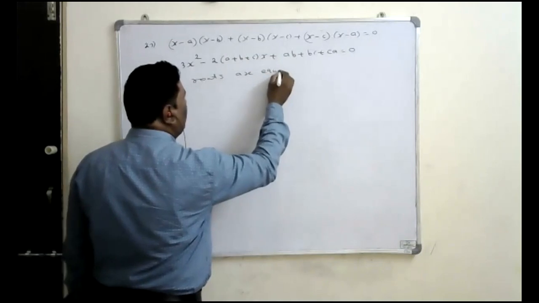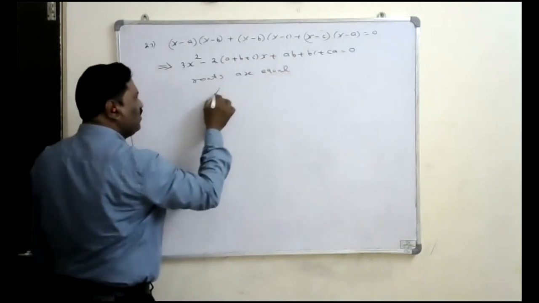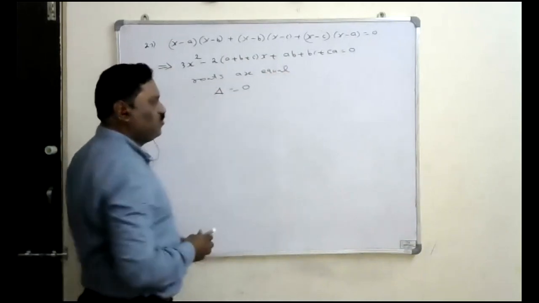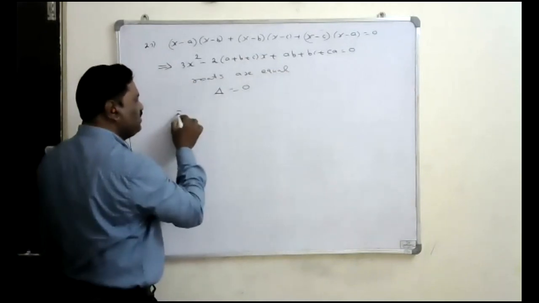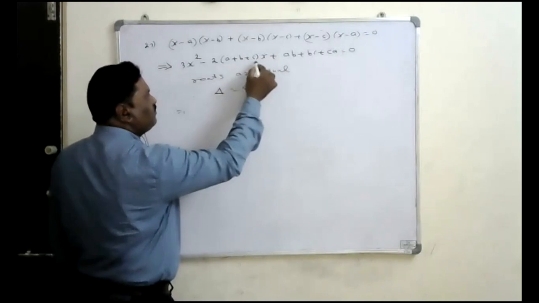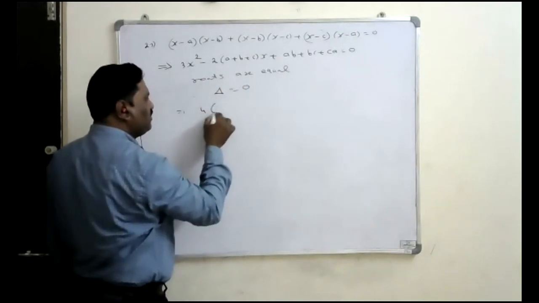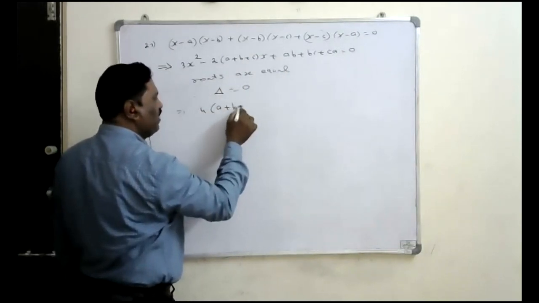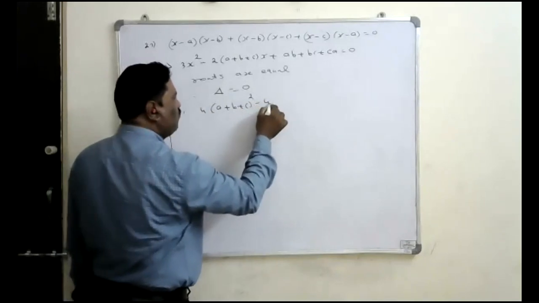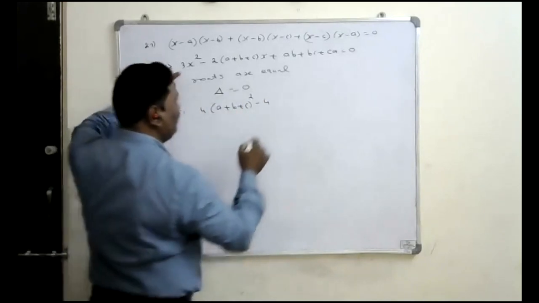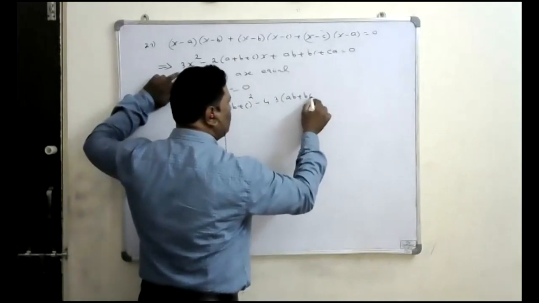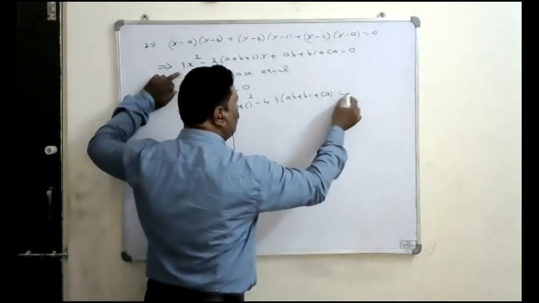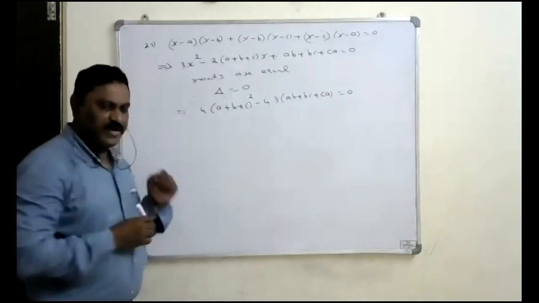So when the roots are equal, the condition is that the discriminant value is 0. B square minus 4AC is 0. That implies B square, which is 4 times (A plus B plus C) whole square, minus 4 into AC, where A means... AB plus BC plus CA is equal to 0. Okay, this is the condition.